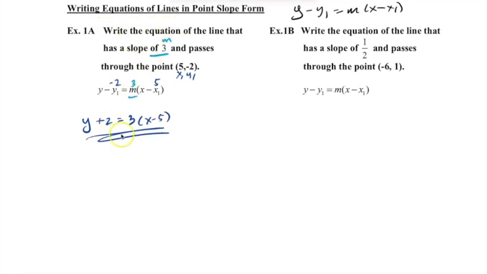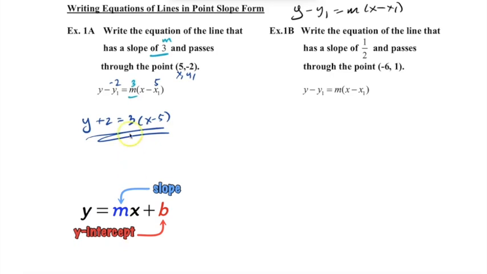They said write an equation. You did it. Done. Now, sometimes they might say put in slope-intercept form. We'll do one of those. But for now, if all it says is write an equation, you are done. That's how easy it is.